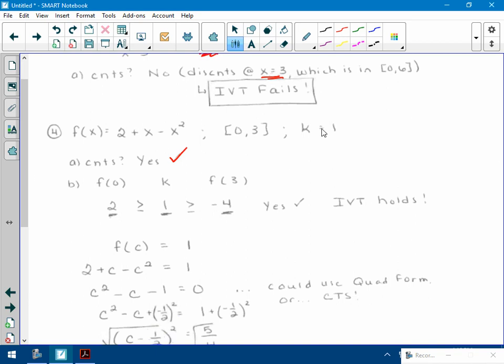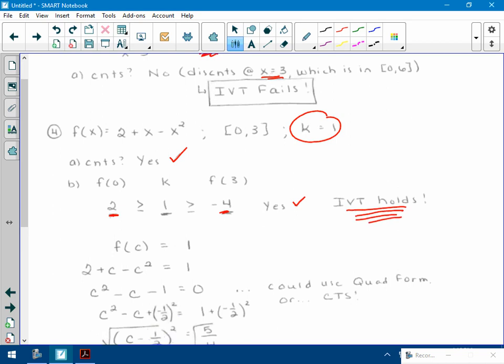Is my function value between the endpoints? If you plug in 0, you get 2. If you plug in 3, 2 plus 3 is 5, 5 minus 9 is negative 4. So yeah, it's a decreasing function, but this k equals 1 is still between 2 and negative 4. Doesn't really matter that it's backwards. So yes, it is between.